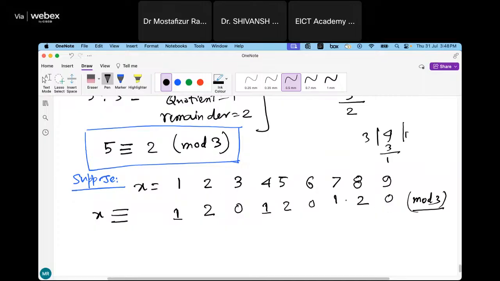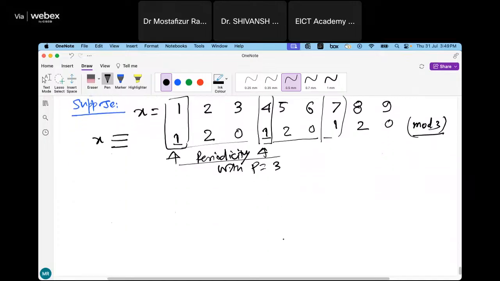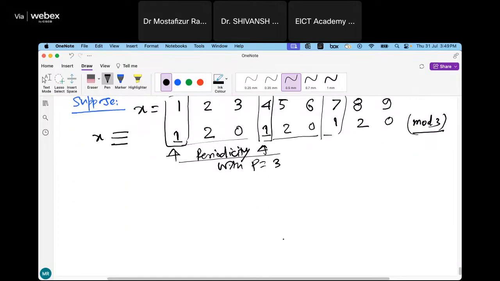All these numbers, if you see, the remainders are repeated, right? 1, 2, 0, 1, 2, 0, 1, 2, 0, and so on. So from here to here, there is a repetition of the pattern, and this is the period of this series with modulo 3, the periodicity, with period equal to 3 here, right? So now, let us write certain things.